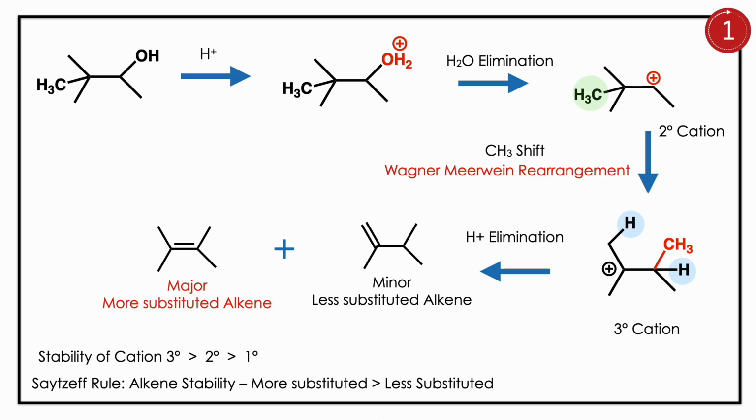Then the cation has to be quenched. The cation will be quenched to give the Zaitsev product because the more substituted alkene is stable compared to the less substituted. So the major product will be the more substituted alkene. The concept you have to learn here is that the cation quenching pathway is also important. The cation always quenches with the Zaitsev rule priority.